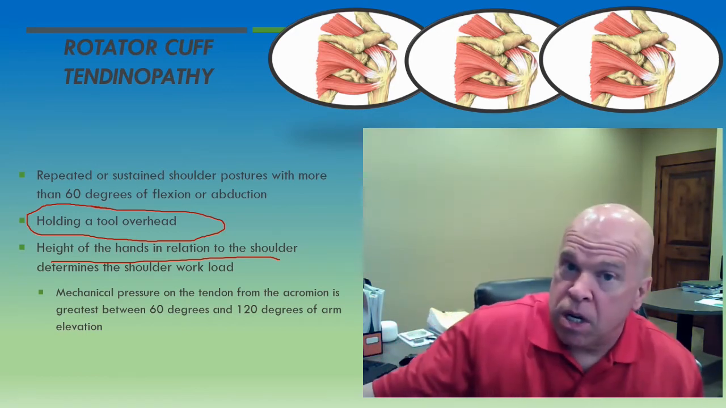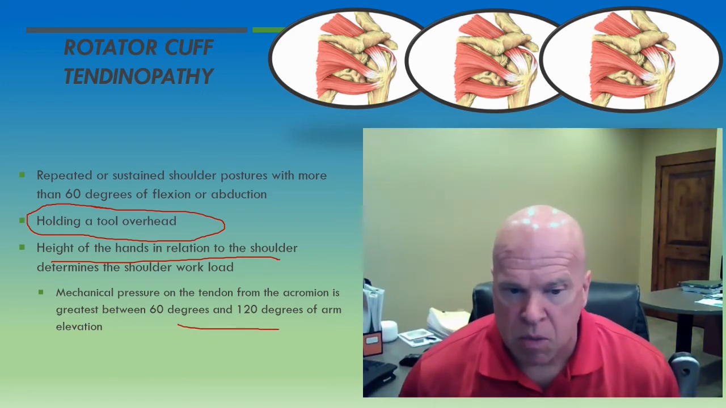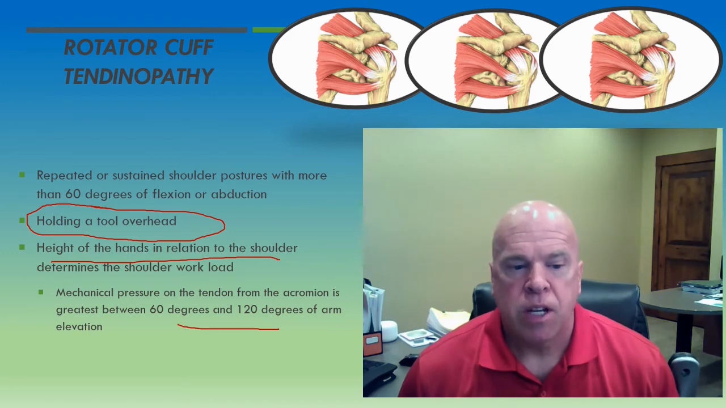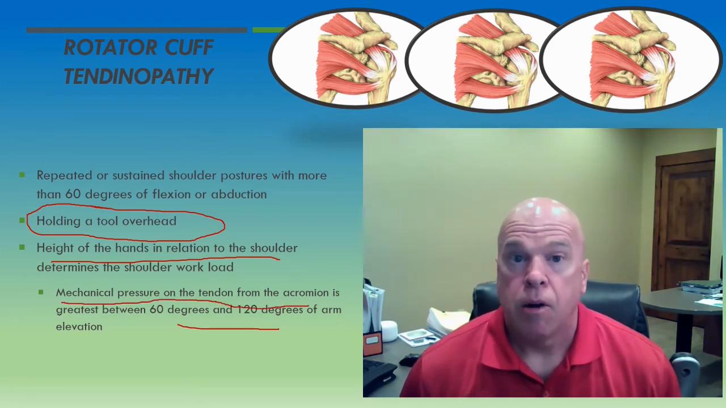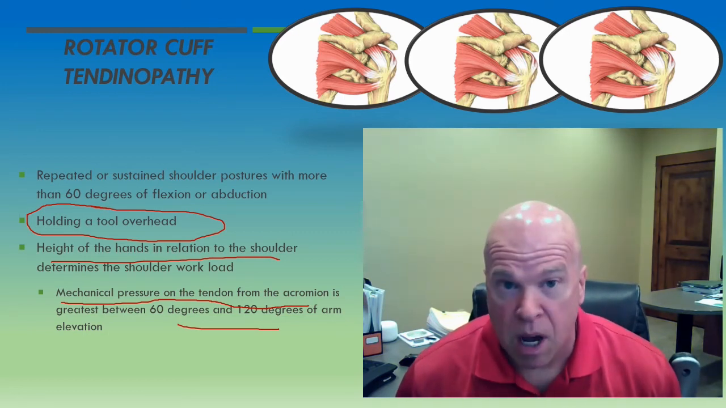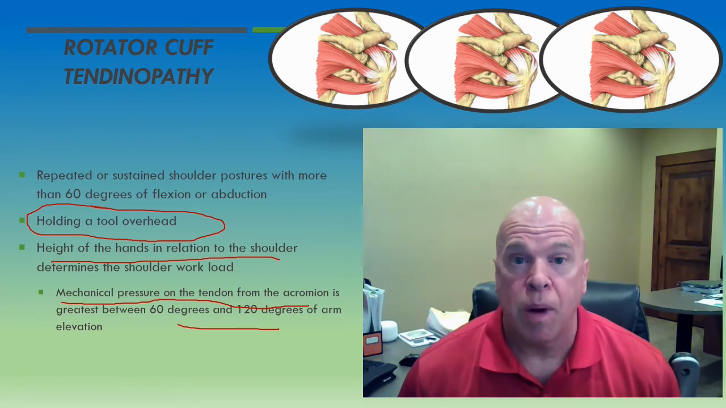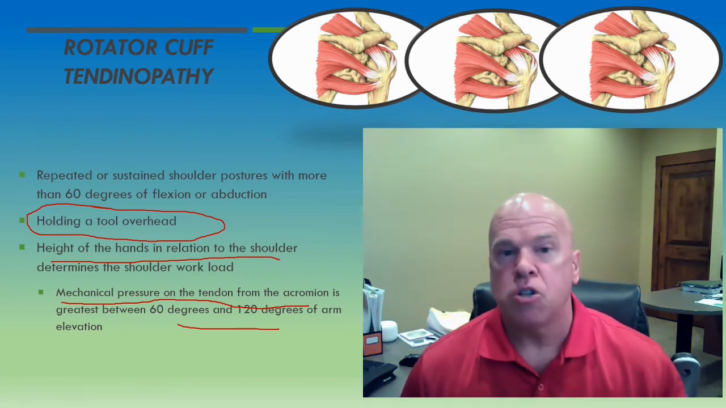From 60 degrees to 120 degrees of arm abduction seems to be the position that creates the greatest mechanical pressure on the tendon from the acromion above. Imagine that, from the acromion above. So here we're talking about the subacromial impingement type of shoulder condition.